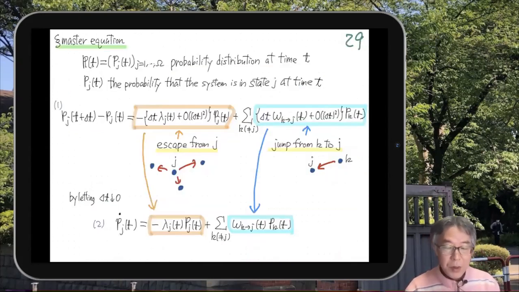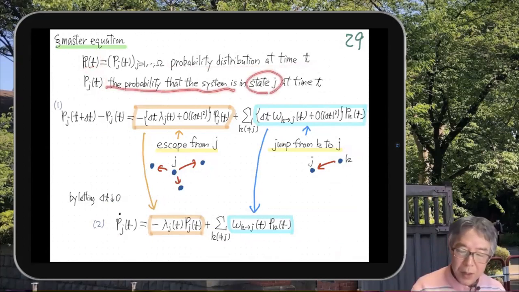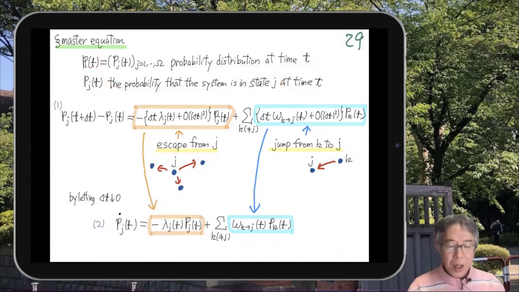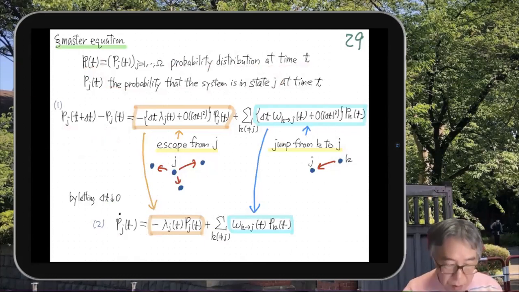And now I'm going to derive something called the master equation. So P of t denotes the probability distribution of the system at time t. And the meaning is that Pj of t denotes the probability that the system is in state j at time t. Now I examine, for small positive delta t, the difference between Pj of t plus delta t and Pj of t.